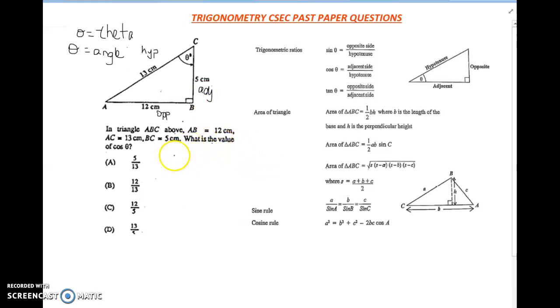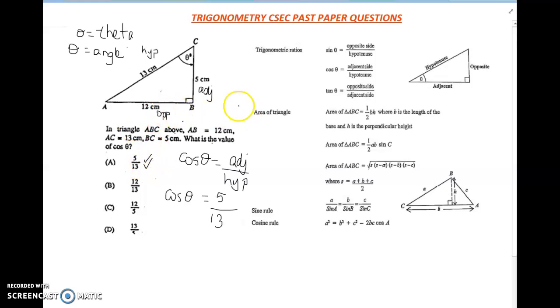We want to find the value of cos theta. Again, this formula is given in the formula sheet at the front of the paper. Looking at the formula sheet, cos theta is the adjacent side over the hypotenuse. For these questions, always label your diagram first. Always, always. We already did that. Our adjacent side is 5 and our hypotenuse is 13. So cos theta is 5 over 13, which is A.